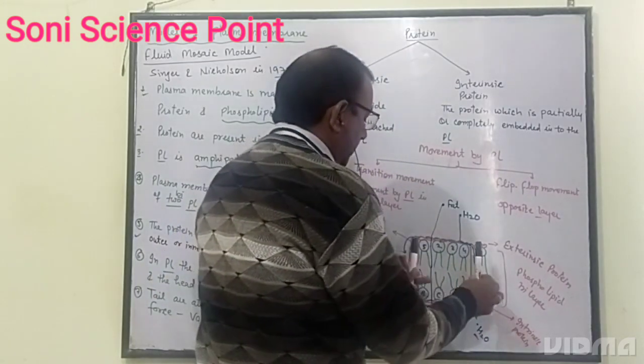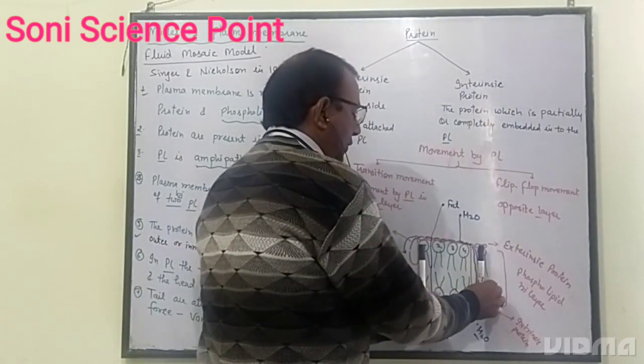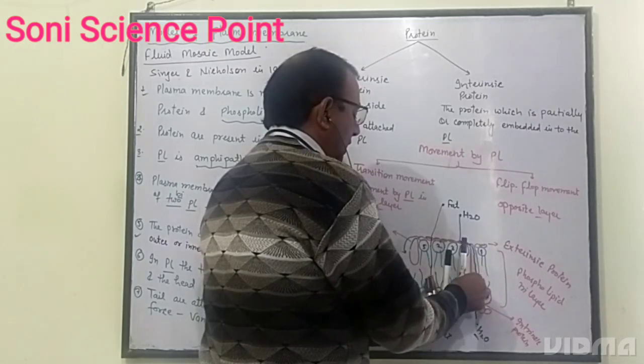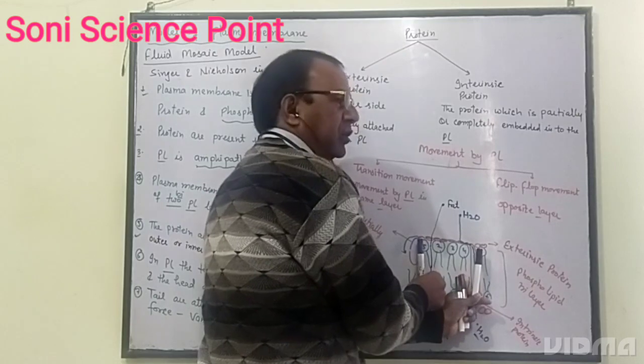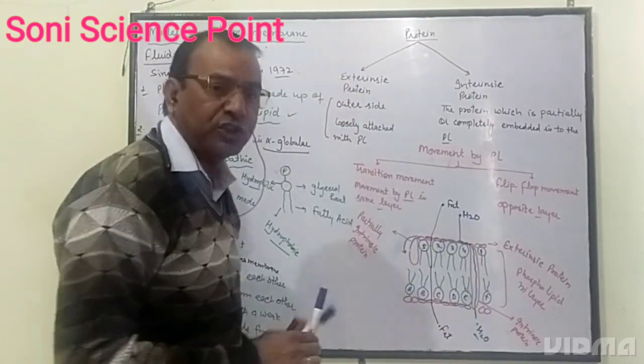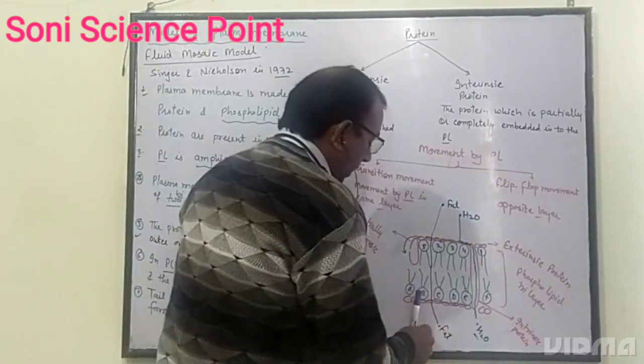1 starts to move from here and 5 from here. At last they come here, and 5 is considered the first position, and at the 5th position 1 comes here. This is transition movement. And third, the same.